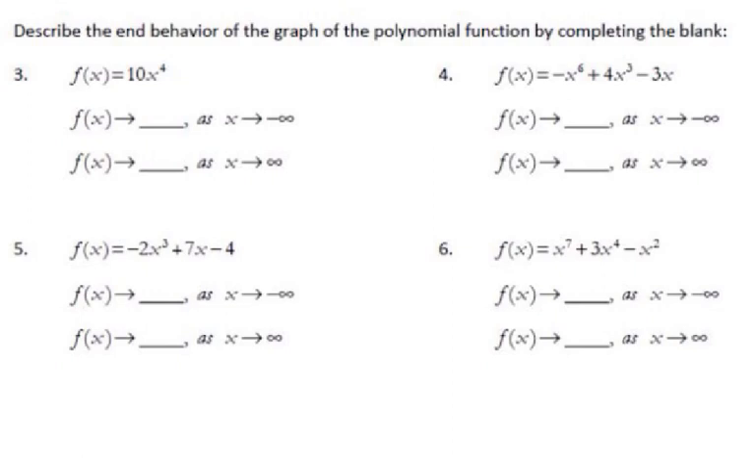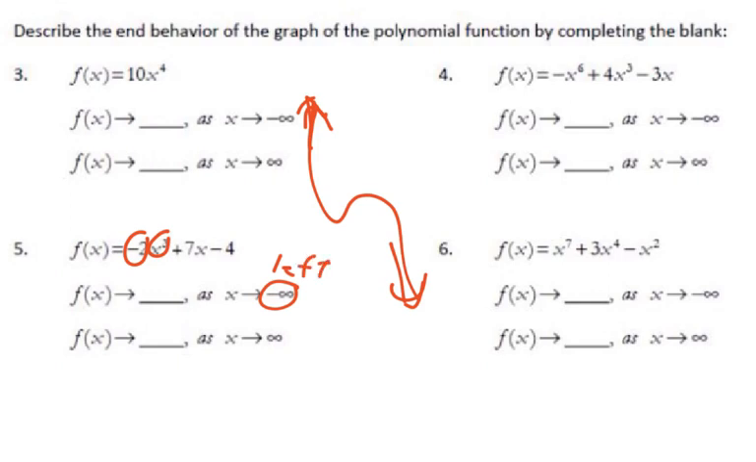All right, so we already did 3 and 4. Let's look at 5. Notice it's a negative x cubed, so we now know it looks something like this: up on the left, down on the right. So as x goes to the left, negative infinity here, it's going to positive infinity. Over here, as x goes to positive infinity, going to the right, it's going to go to negative infinity.